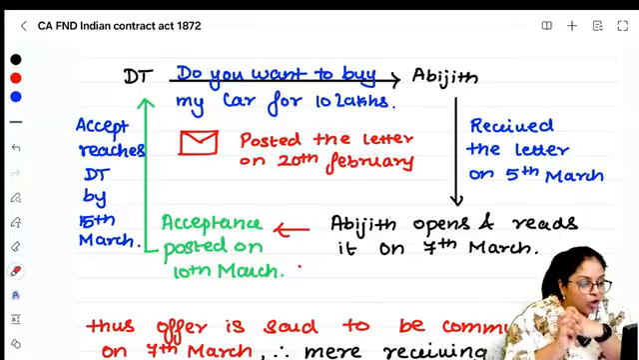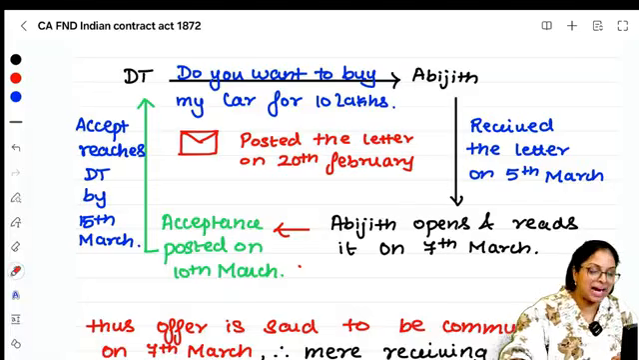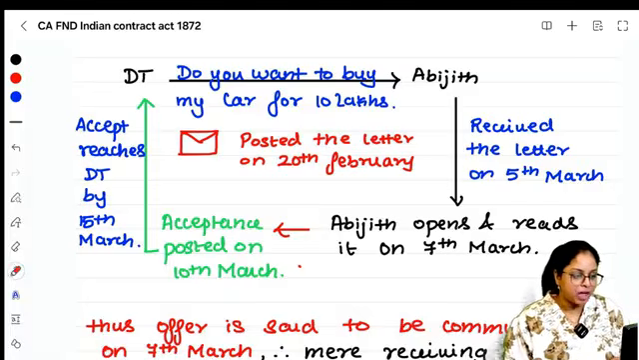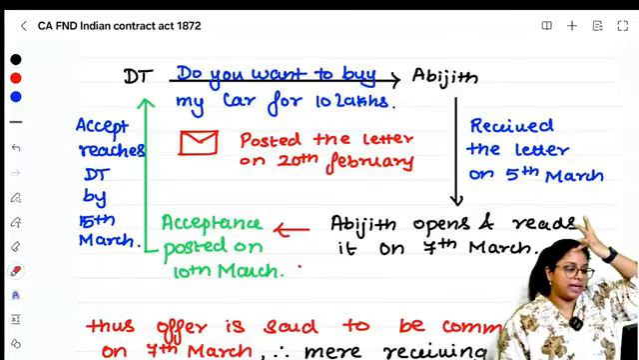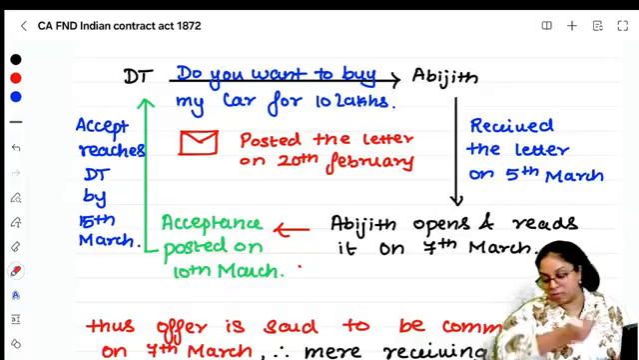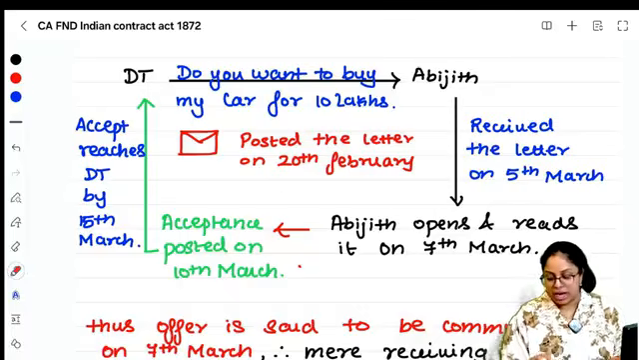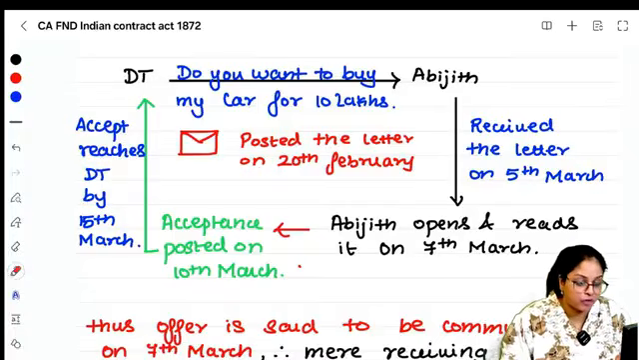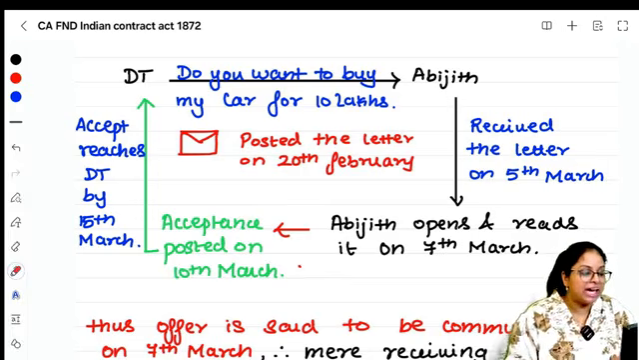When will Deepika not be able to revoke the offer? The 10th. Very good. So from Deepika's end, when is acceptance communicated? The moment he posts it, acceptance is communicated. And when is acceptance communicated from the point of view of the offeree? When the offerer reads the offer letter.